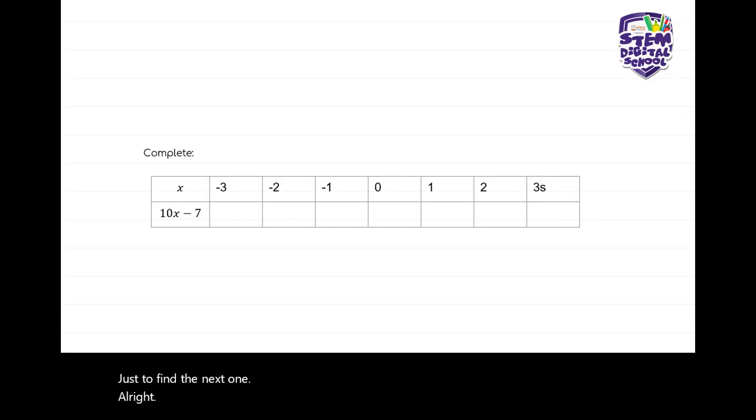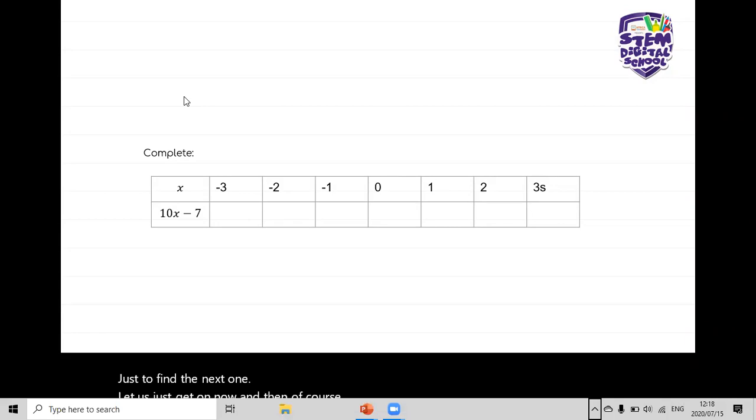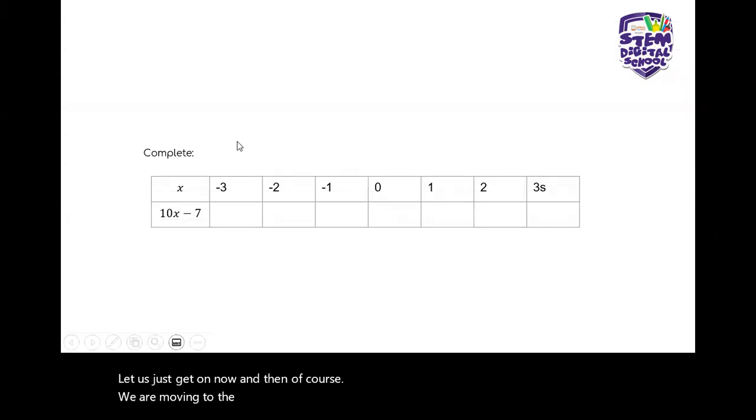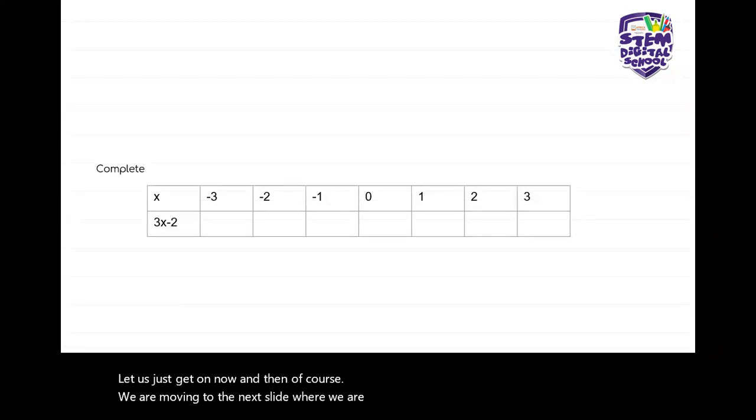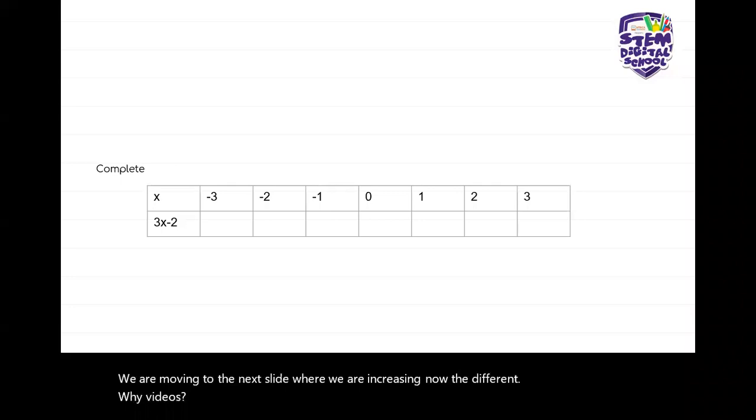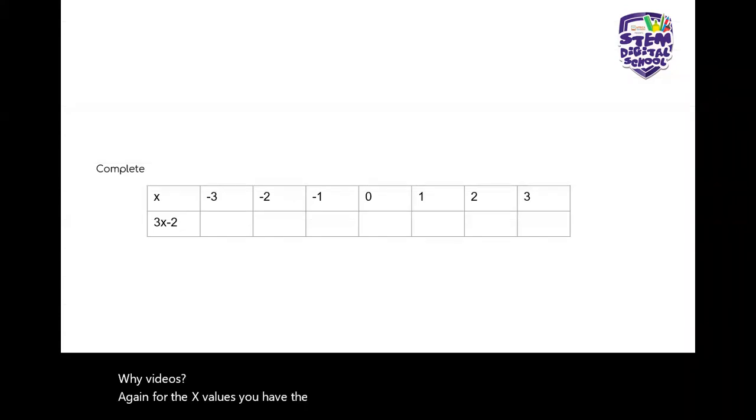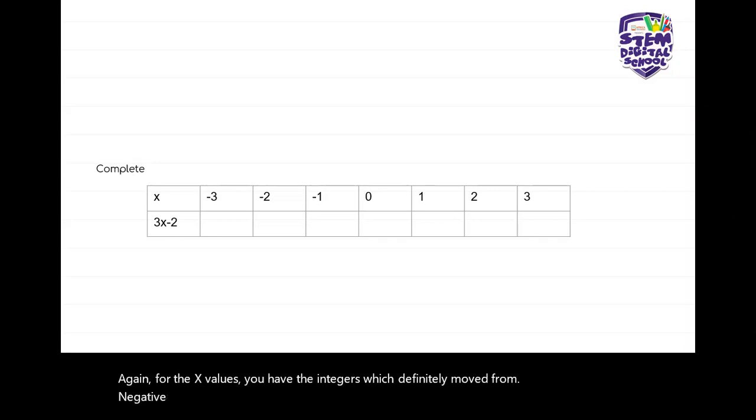And then, of course, we are moving to the next slide where we are now increasing the different y values. Again, for the x values, you have the integers, which definitely move from -3 to +3.